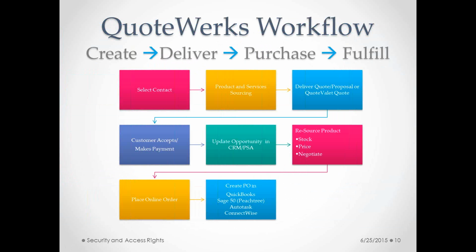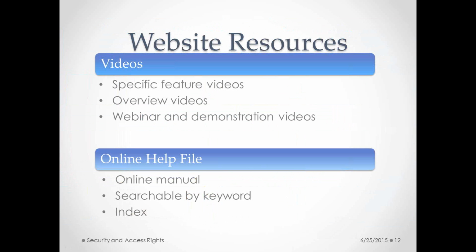And then we can actually create the purchase order itself in QuickBooks, Sage 50, Autotask, and ConnectWise. So if you're using any of those systems, we can actually create the PO from there in QuoteWerks. And then we'll also create that PO in QuoteWerks so you can track the order to delivery and fulfillment. So you can add serial numbers and tracking numbers and all that stuff if you're not using any of the supported vendors for purchasing.